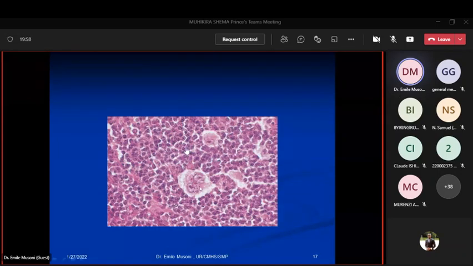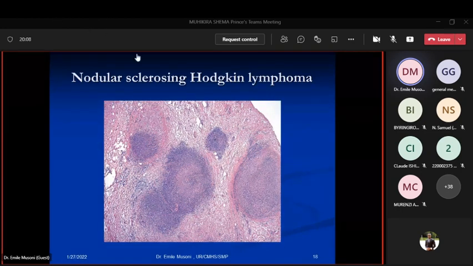This one, you see Reed-Sternberg cells. Around there are so many lymphocytes, without neutrophils and eosinophils. In nodular sclerosing, you see on the image the nodules, and here there is fibrous tissue, what we call sclerosis. Nodule, and here it is sclerosis.